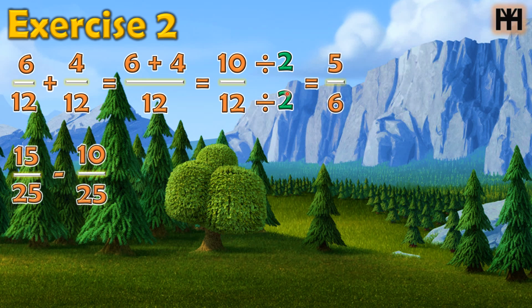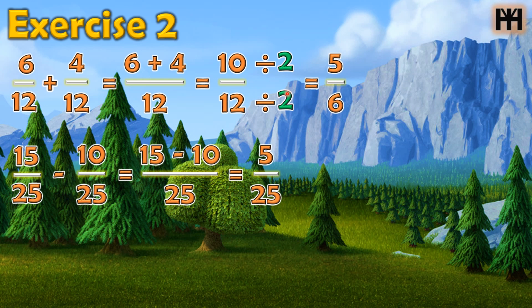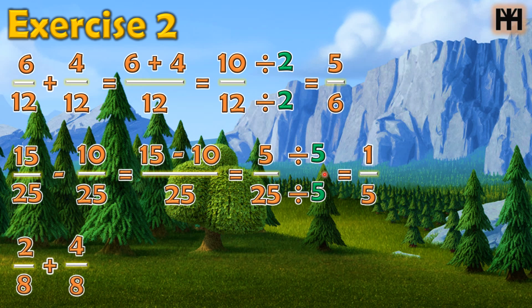Okay, 15 over 25 minus 10 over 25. So it will be 15 minus 10 over 25. So it's 5 over 25. Okay, both numbers end with 5. So we can divide them both by 5. So we'll divide them by 5. So it's 1 over 5.